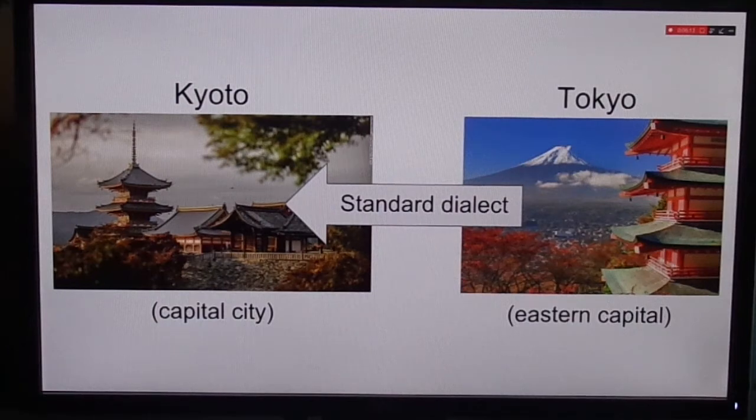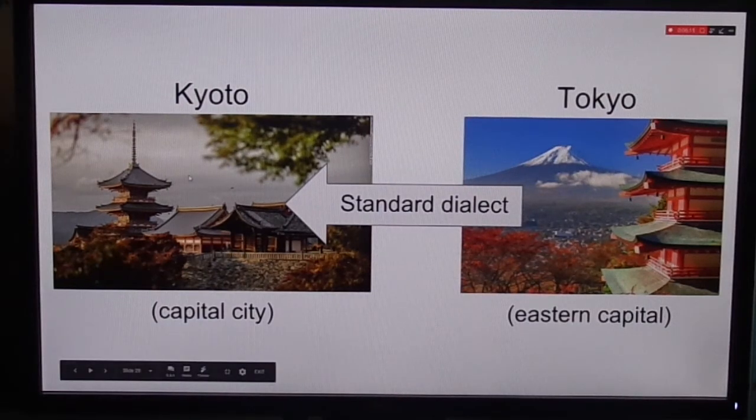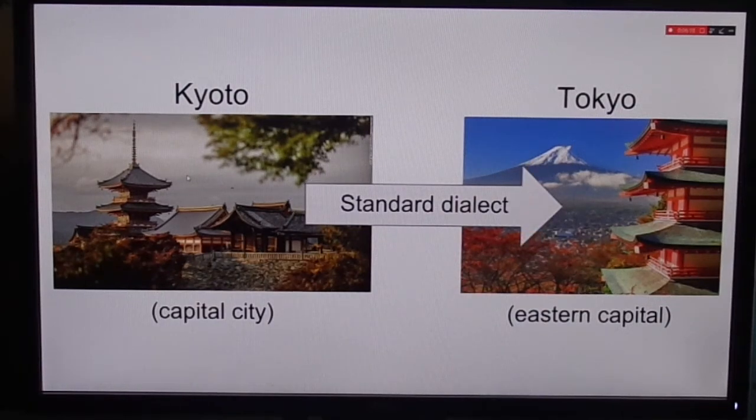However, at the time, the standard dialect shifted towards Tokyo, which translates as Eastern Capital, the place where the shogun and his samurai resided. Tokyo also happened to be growing very, very strong at this time.